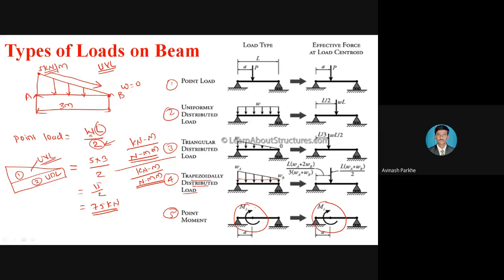So if the couple is given in the figure, its magnitude is directly given. For example, the couple value is 50 kilonewton meter. It is directly given in kilonewton meter. That means we have already multiplied by that particular distance.